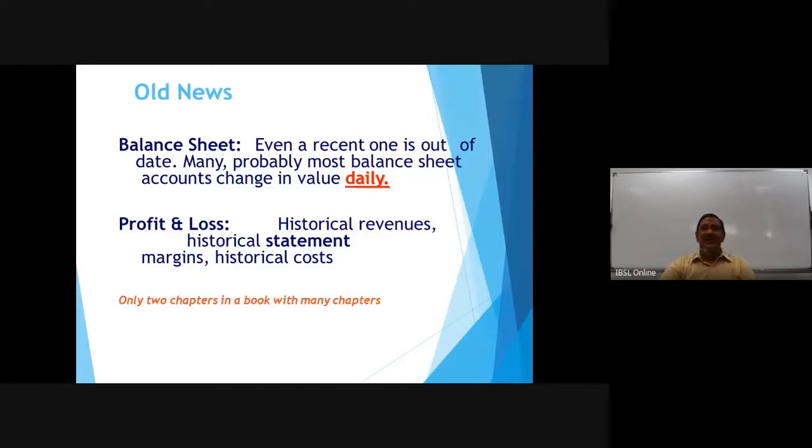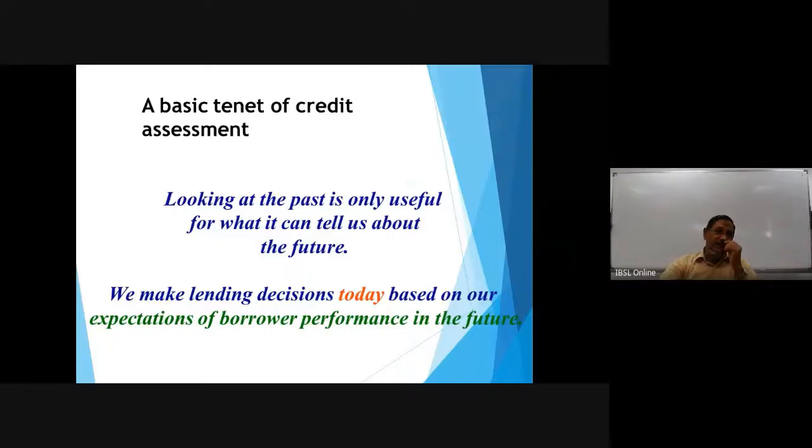Okay? These are only 2 chapters of a book with many chapters. So we have to understand that these 2 statements cover only a very small area. The basic term in credit assessment: looking at the past is only useful for what it can tell us about the future. It is a guidance for us.